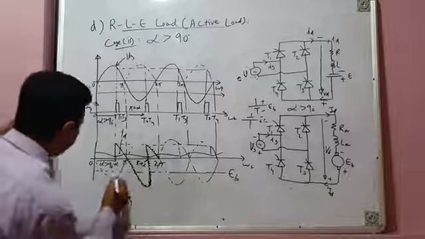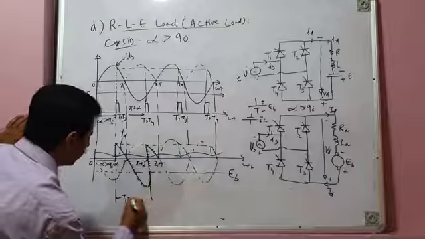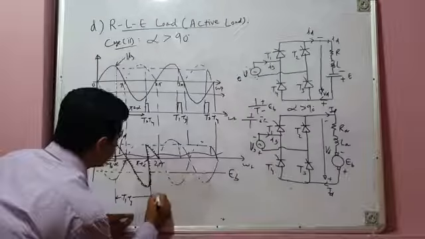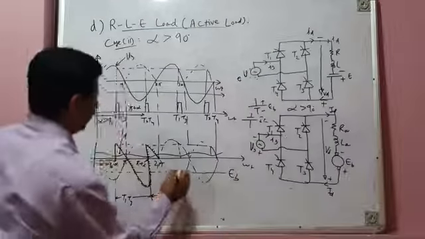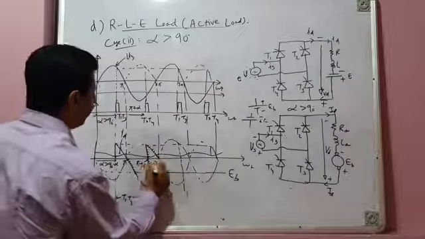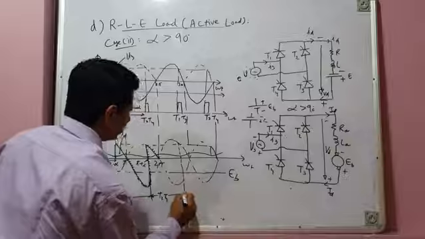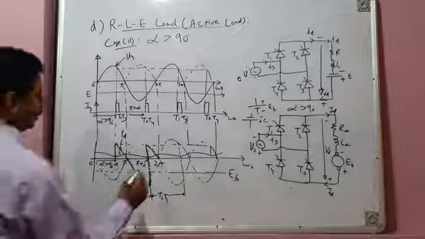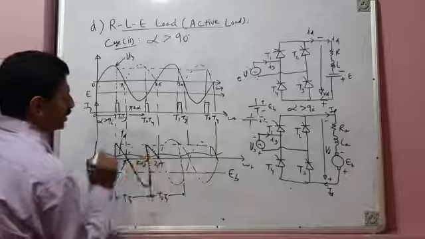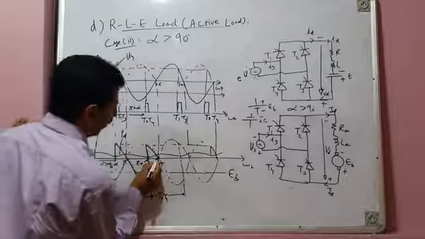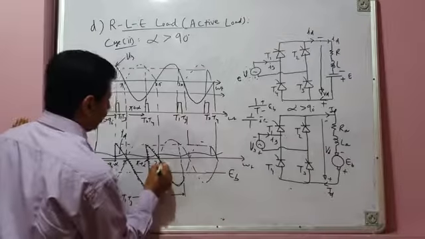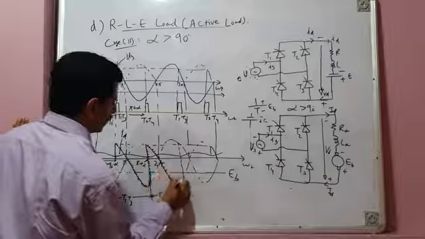So that means from alpha to pi plus alpha, T1, T3 pair was conducting, and here T2, T4 pair is fired. And this T2, T4 pair will conduct from pi plus alpha to 2 pi plus alpha. So therefore, from pi plus alpha to 2 pi, a small positive segment of voltage appears across the load, and from 2 pi to 2 pi plus alpha, a large negative segment of voltage appears across the load.